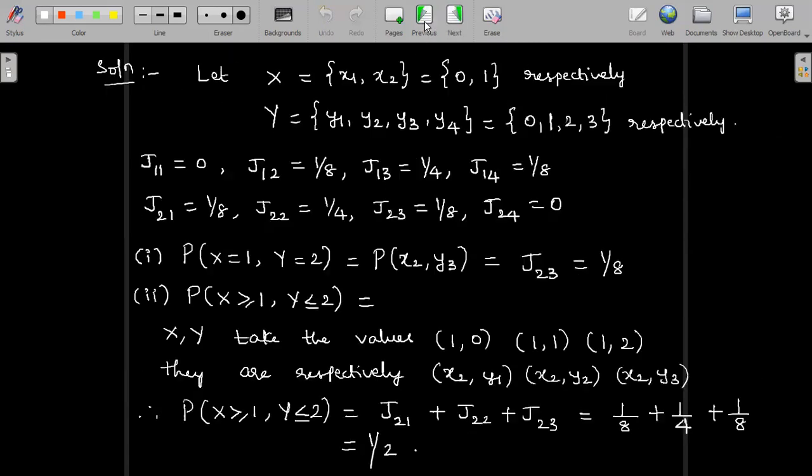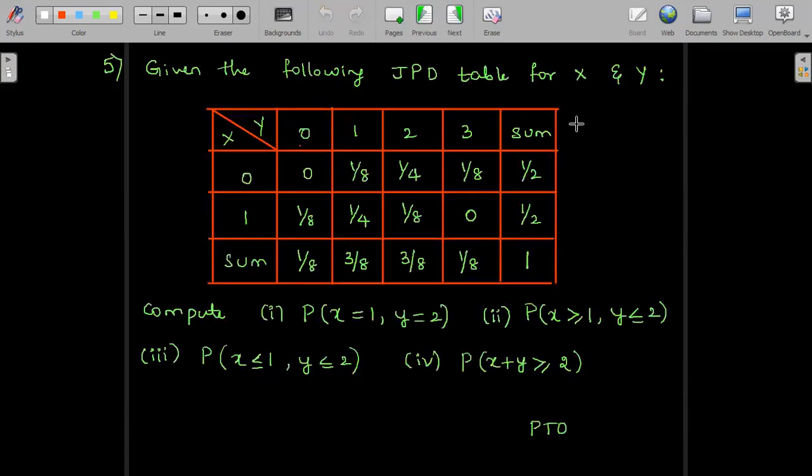So this was another different problem that we followed. Given the joint probability distribution table for x and y, we had to compute probability of x is equal to 1, y equal to 2, like that different categories.